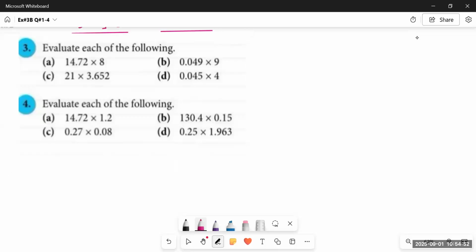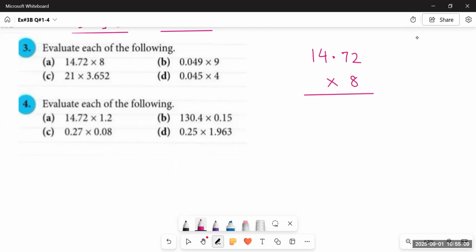Here comes the next question which says evaluate each of the following. Now we have to multiply the decimals. So the rules for multiplication is different from that of addition and subtraction. So we're going to write it and we are going to multiply the numbers. We used to multiply the whole numbers with the whole numbers. Okay. So it's nothing different.